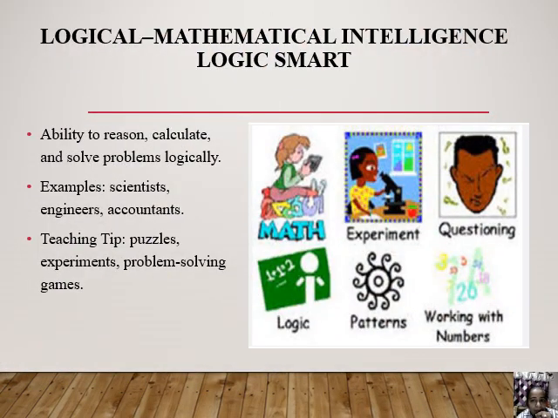Next is logical mathematical intelligence, or we can say logic smart, numeric smart or reasoning smart. People with this kind of intelligence have the ability to reason, calculate and solve problems logically. Examples: scientists, engineers, accountants. They are good at reasoning, recognizing patterns and logically analyzing problems. Their strength is analyzing problems and mathematical operations.